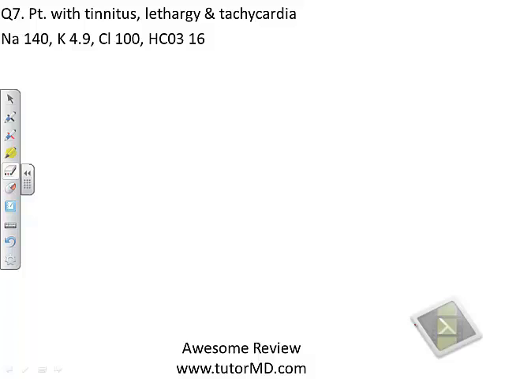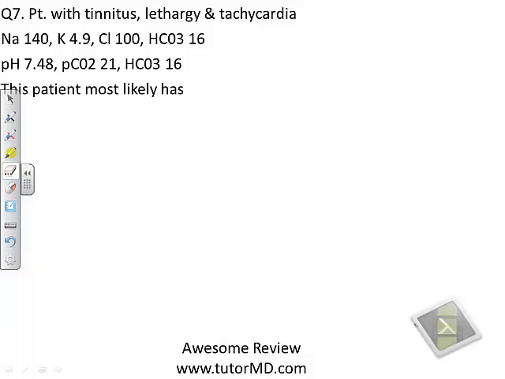Let's do an acid-base question. A patient with tinnitus, lethargy, and tachycardia. Sodium is 140, potassium is 4.9, chloride is 100, bicarb is 16, pH is 7.48, PCO2 is 21, bicarb is 16. This patient most likely has what?